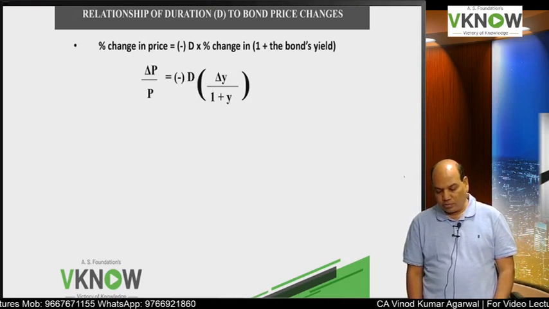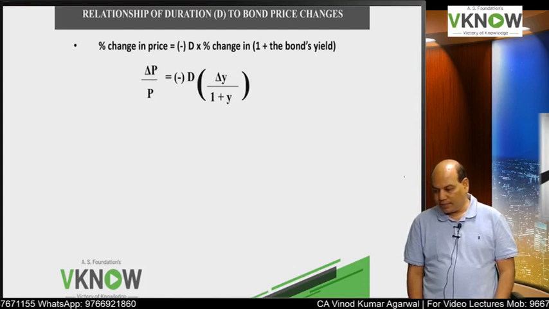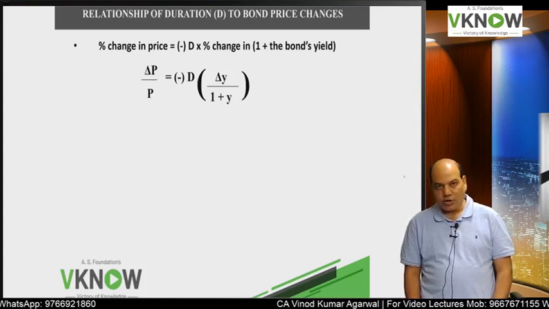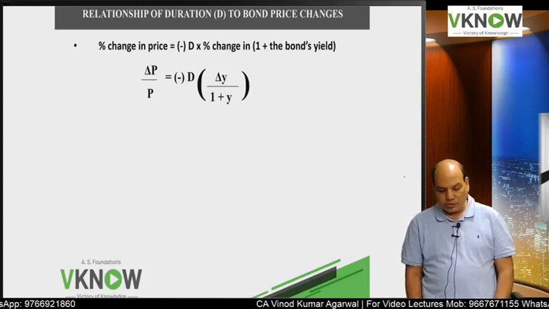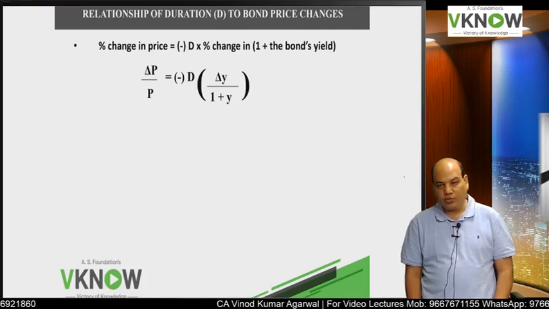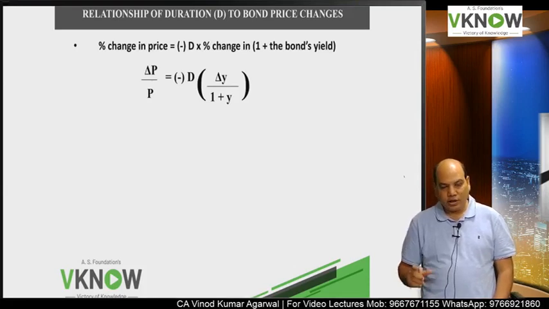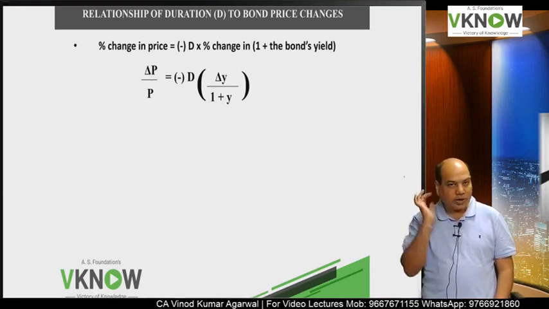minus D into percentage change in 1 plus bond yield. Percentage change in price is equal to minus D into percentage change in 1 plus bond yield. That is a relationship. Now we'll put it mathematically.